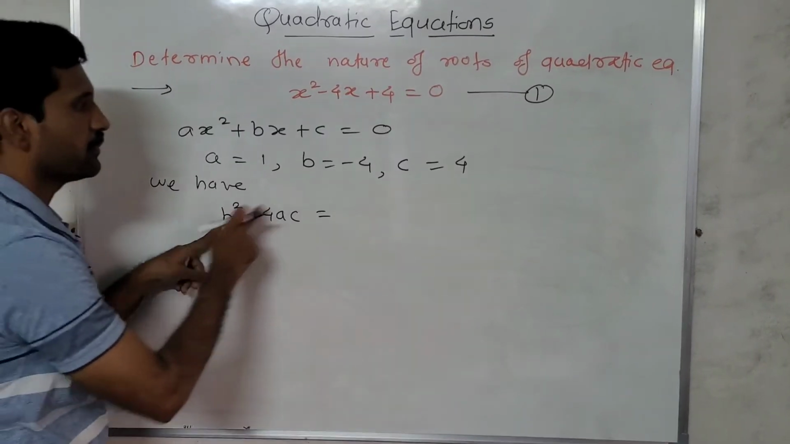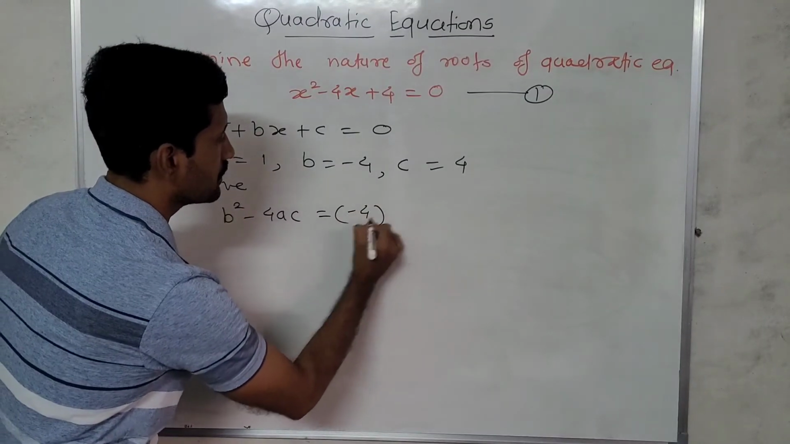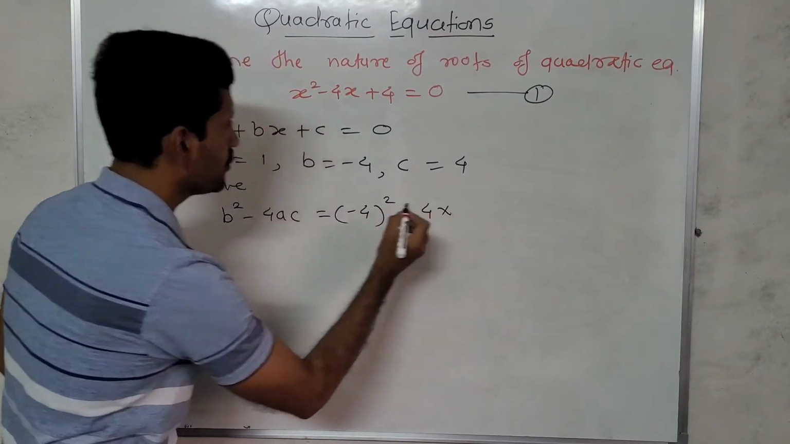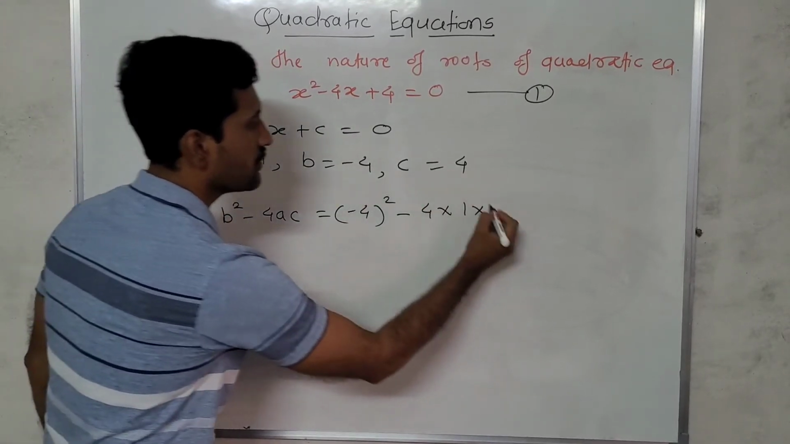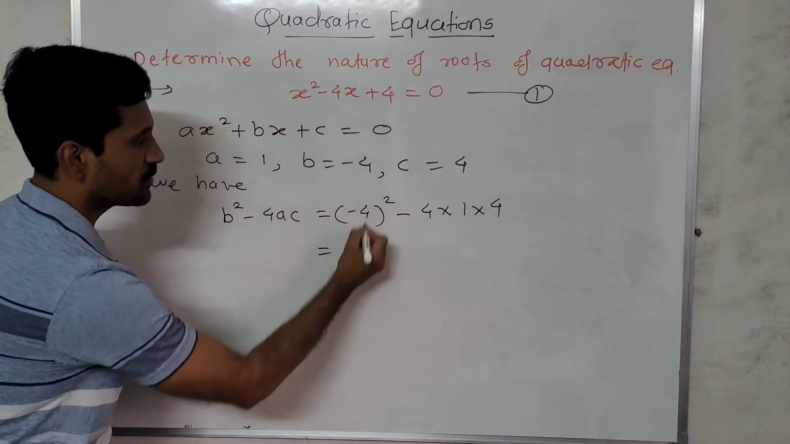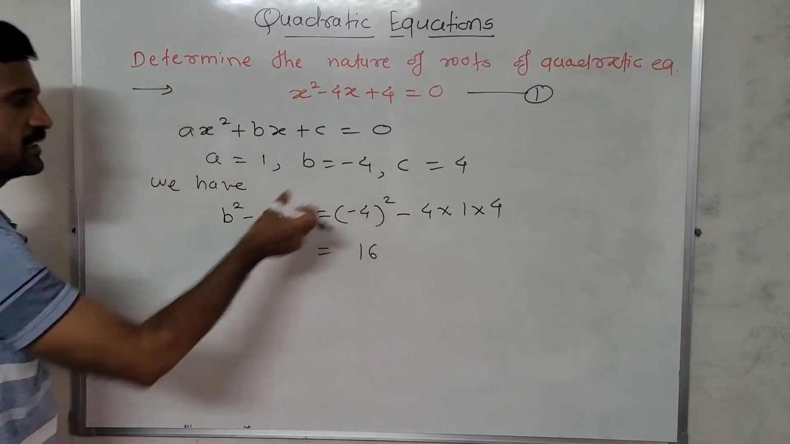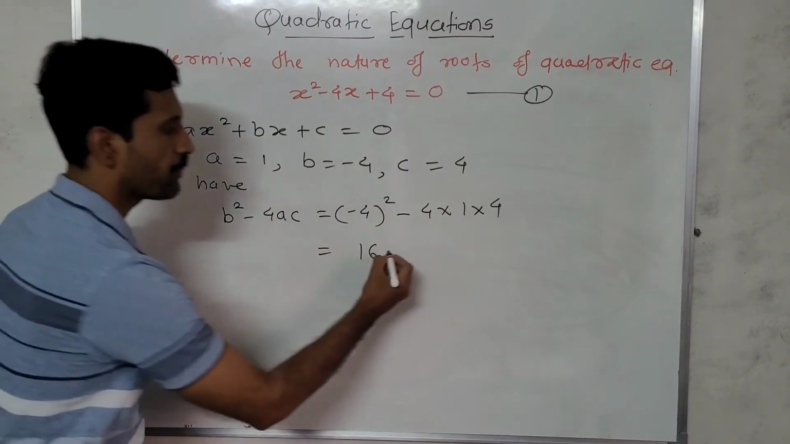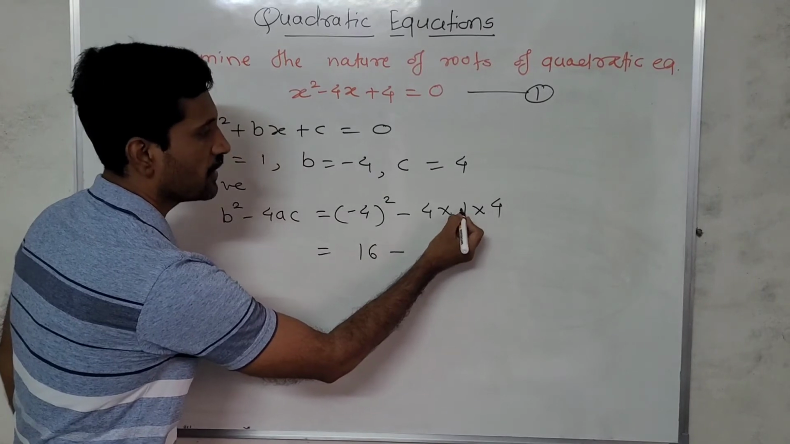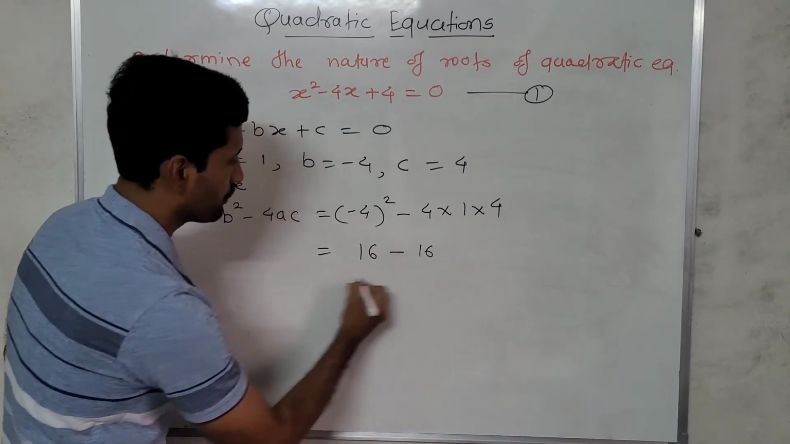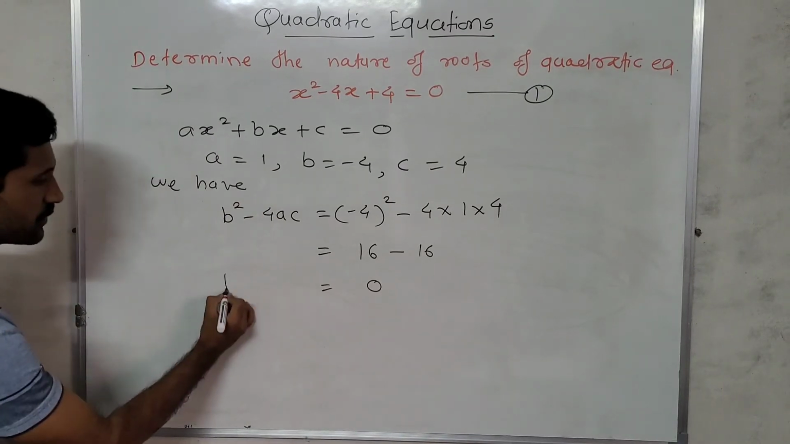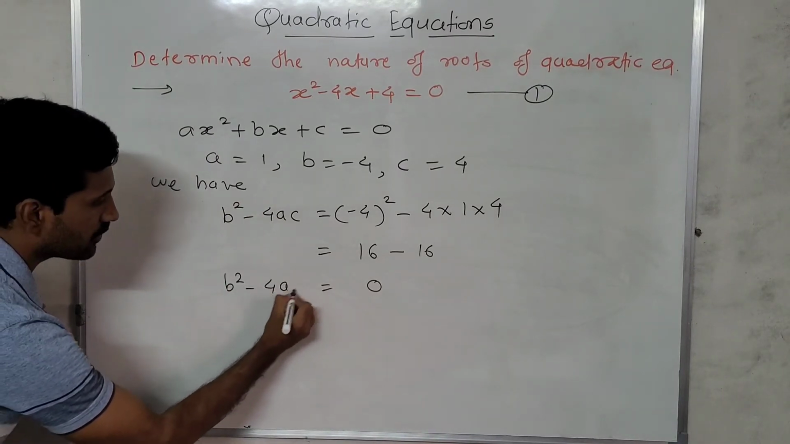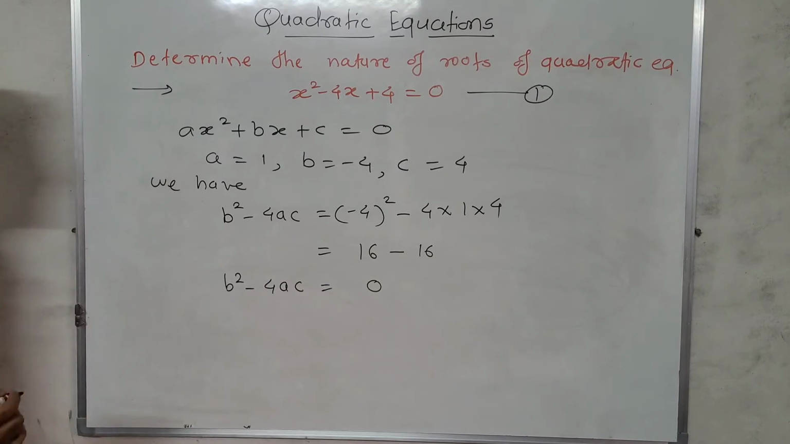Now we have the value of b, that's minus 4 square, minus 4 into a, which is 1, into c, which is 4. So minus 4 square, that's 16. We know that the square of a negative number is always positive. Minus 4 into 1, that's 4. And again 4 into 4, 16. So 16 minus 16, that's 0. So here, for this given equation, we get the value of b square minus 4ac, that is the discriminant, as 0.